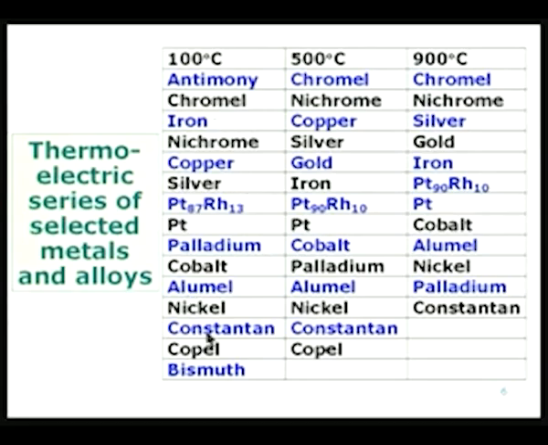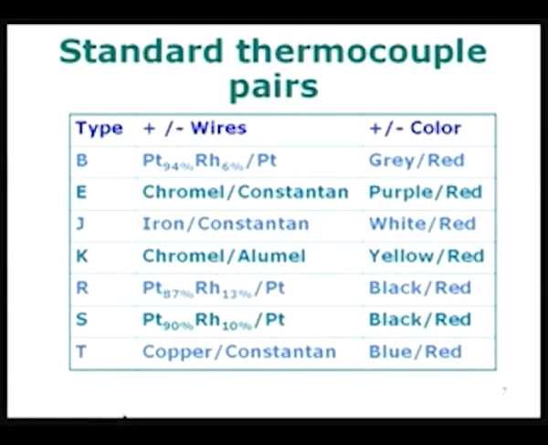Therefore, chromel constantan has got a large Seebeck coefficient, and also it can be used over an extended range of temperatures. So, it is called E type. E type means chromel is a positive element, constantan is a negative element. The color of the positive element is purple, red is the negative.